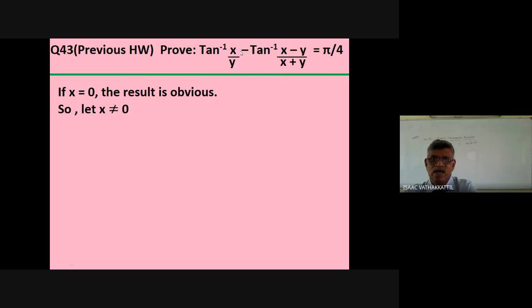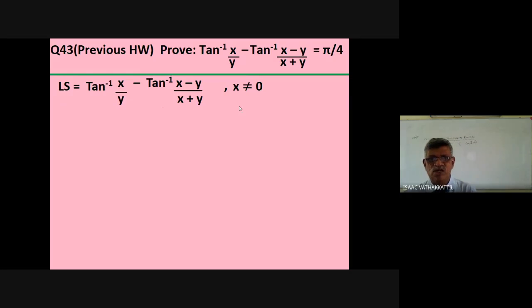Of course, I don't want x or y to be 0. When y is 0, x by y is not defined, even though the result is obvious there. Even if x equals 0, then also the result is obvious. Why the result is obvious? Tan inverse 0, when x is 0, that is 0. Now when x is 0, this is tan inverse minus 1. Tan inverse minus 1 is minus tan inverse 1. Tan inverse 1 is pi by 4. Minus or minus plus, and the result is obvious. So let me take granted x is not equal to 0.